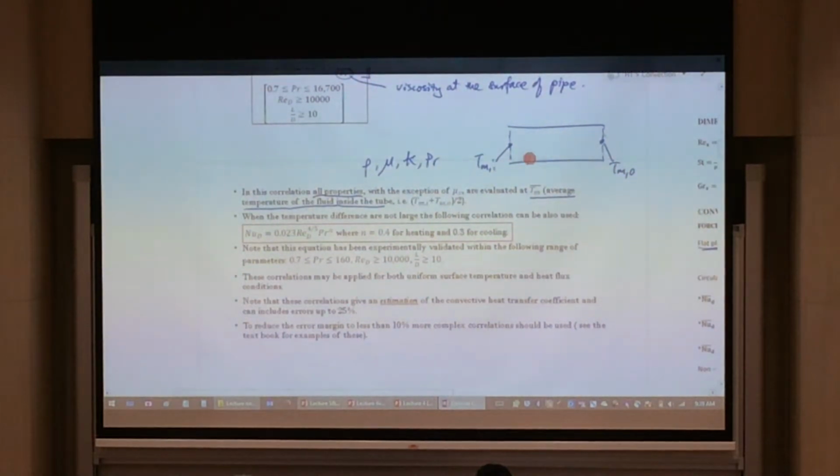Since turbulent flow is going on in there, your turbulent flow would have various density, kinematic viscosity, thermal conductivity, and Prandtl number at different points along the tube. Then in that case, which properties will you be using? You'll be looking at your average temperature, that is T_m,i plus T_m,o, your inlet and outlet, and taking the average of that.